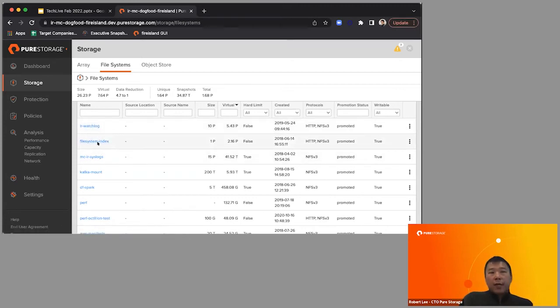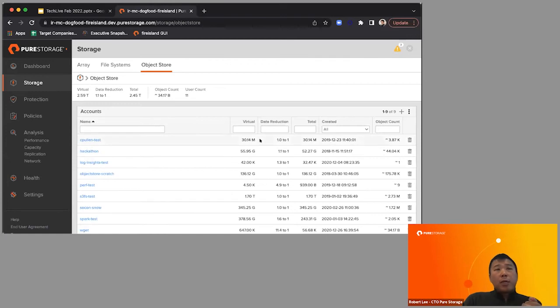I believe the second file system is used by Elastic for its index. You can see the Kafka file system below. We also have syslog, our syslog processing that happens at an early stage of the pipeline. So you can see again, each of the different applications carving off space on the same FlashBlade for this purpose.